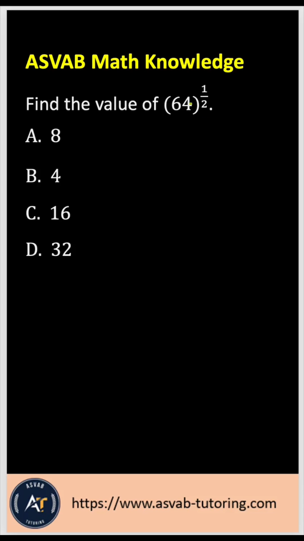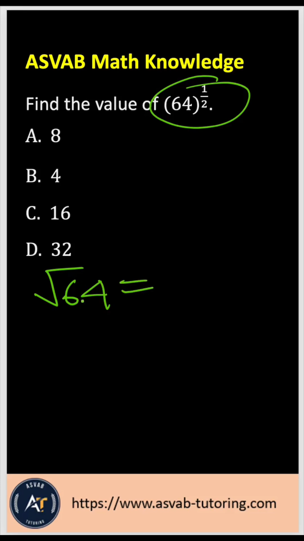First of all, you see here the exponent of 1/2. That is basically the square root of 64, exactly the same thing. So that gives you the square root of 64. You know that the answer is 8.